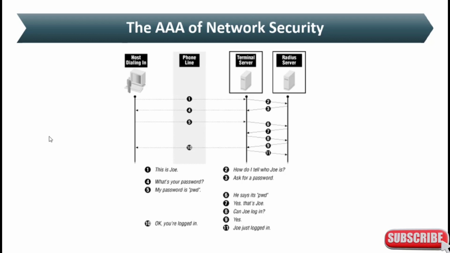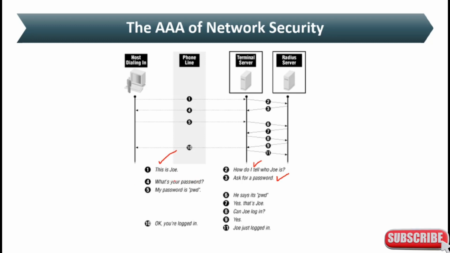So now, as you can see on the screen, the first step is, let's say I'm Joe. Now I tell the terminal server that, hey, I'm Joe. The terminal server then contacts a Radius server: Hey man, I don't know who is talking to me. How do I tell who Joe is? The Radius server simply says, well, dumb man, you can just ask for a password, right?